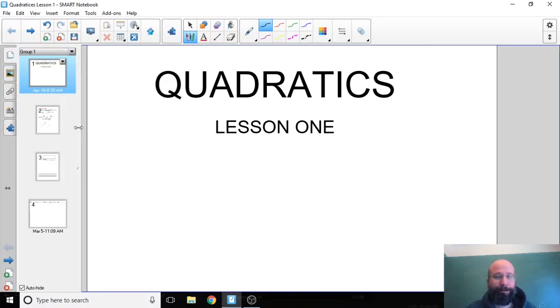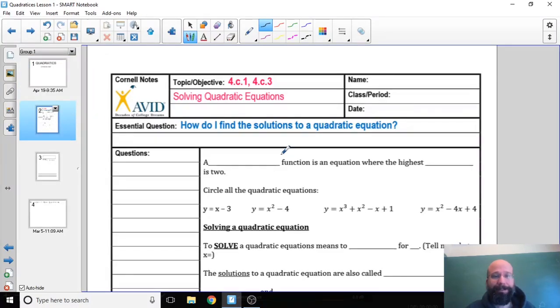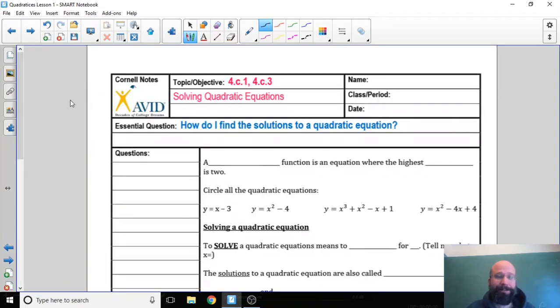So, we're going to be using these Cornell notes to go over this lesson. You don't need the Cornell notes with you. They will be available on the Google class site if you'd like to print them out and fill it in. But you can also just write the important information in a notebook. This is the first lesson, so let's get started.